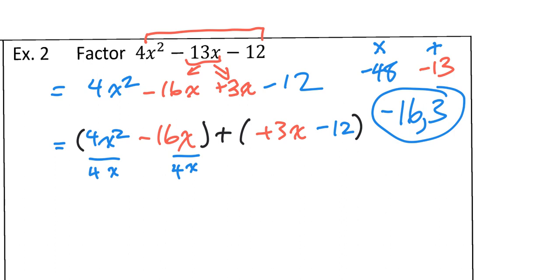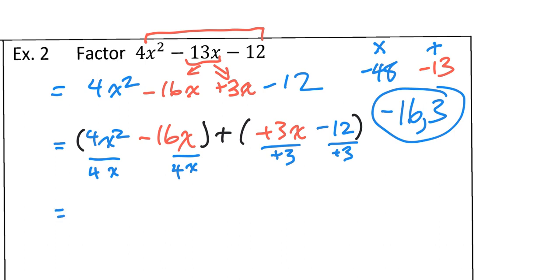Now let's do the same for the second bracket. So for the second bracket, we take a look and we look for something that's shared between them. There is no x that's shared between them, but they both can be divided by positive 3. All right, so when we pull off positive 3 from both of these, you're going to get something. So let's see what we have on our next line.